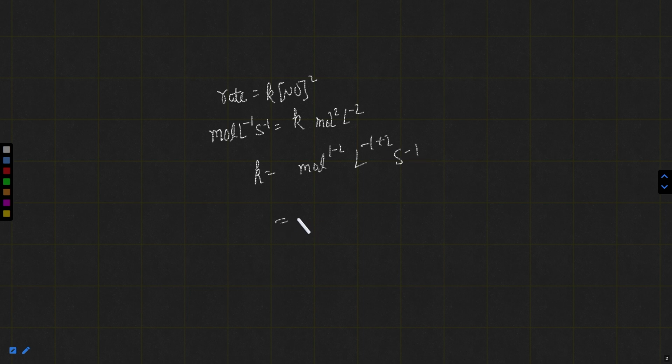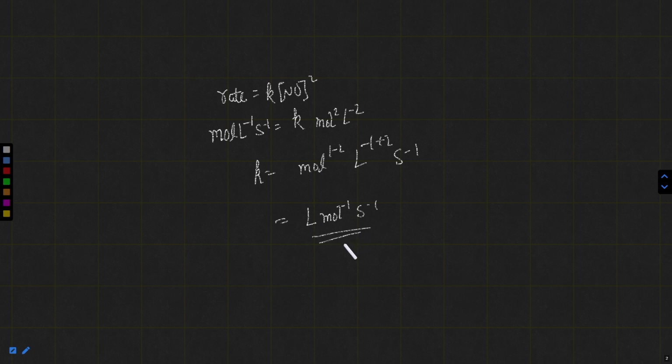The good way to write the unit of anything is to write those terms first which have a positive power. This mole will have a negative power, so we will write it on the later side, but this liter will have a positive power, that is plus 1. I am just writing it as L, not writing anything at the power, which means it is 1. Similarly for mole it will be inverse. So it is liter mole inverse, and then we have per second. This will be the unit of the rate constant.